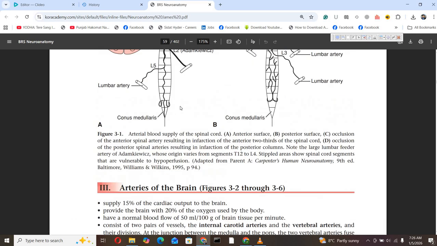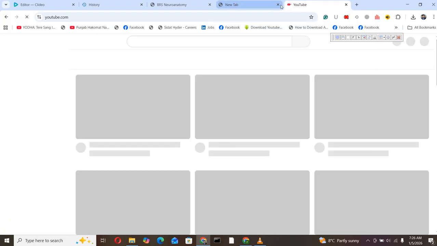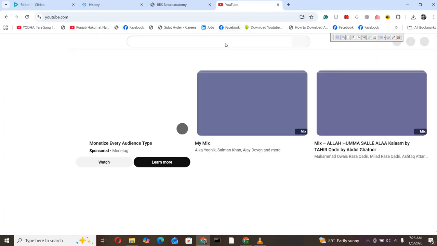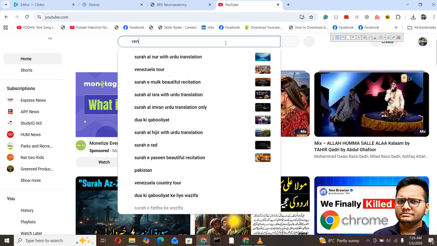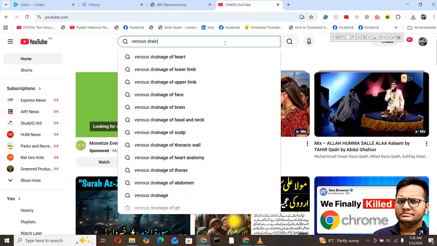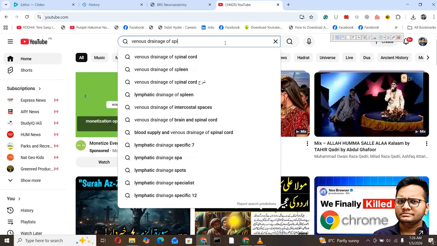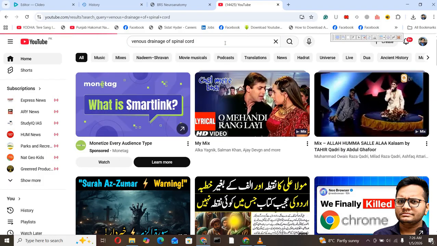The different parts of the body. So let's have an overview of the venous drainage of the spinal system. Venous drainage of spinal cord.